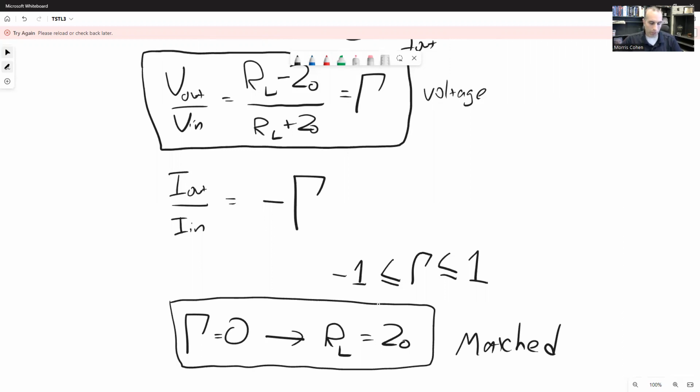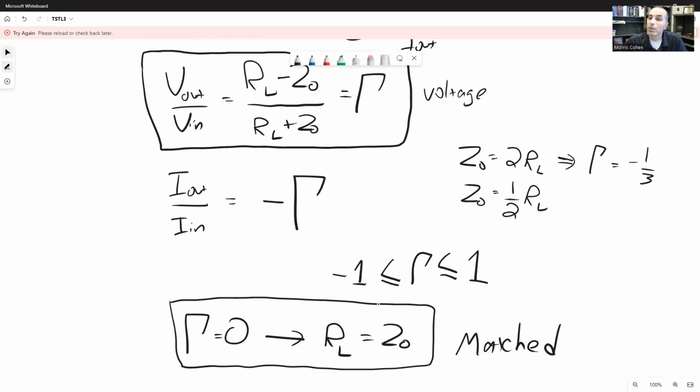One thing that's worth noting, by the way, is that the magnitude of the reflection coefficient also tells us something about the quality of the match. Let me give you an example. Let's say that Z0 is twice the value of the load resistor. If you plug that into the equation, you end up being able to solve this, and that implies that the voltage reflection coefficient is -1/3. Let's say we take this 2 and flip it upside down and say that Z0 equals 1/2 times the load resistor.